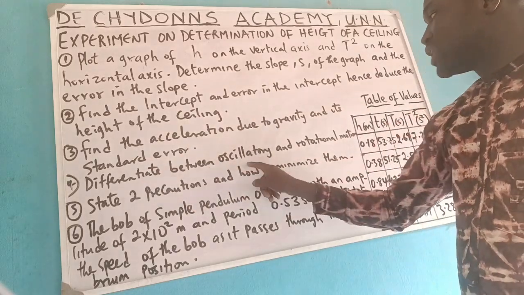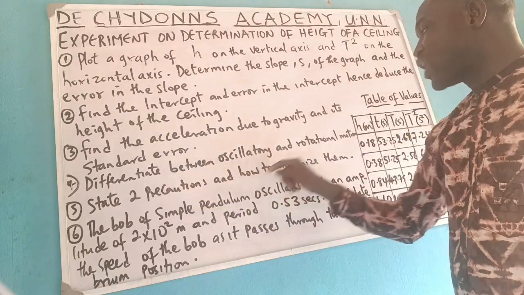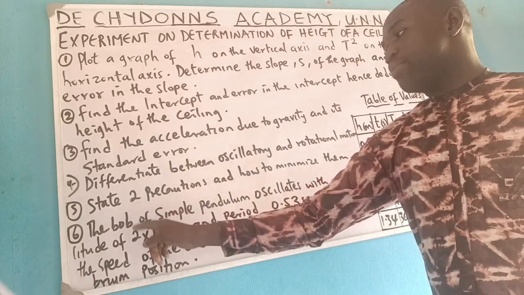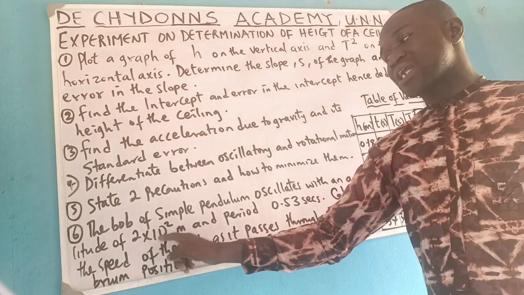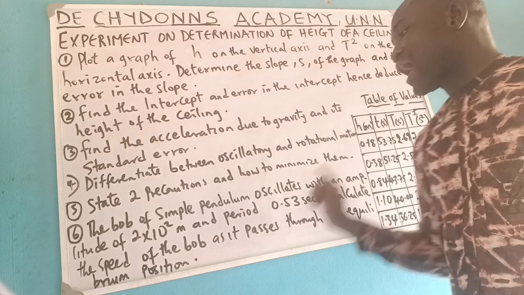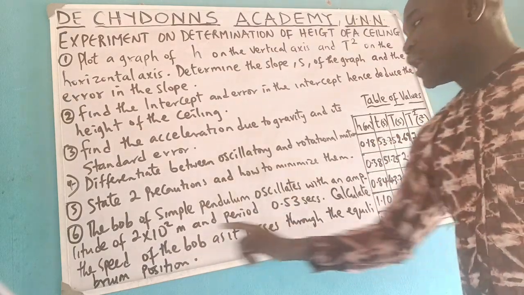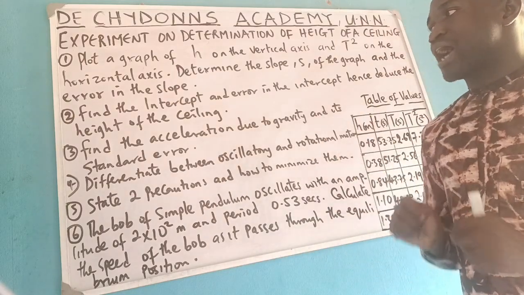Differentiate between oscillatory and rotational motion. State two precautions and how to minimize them. Then they ask a question. The bulb of a simple pendulum oscillates with an amplitude of 2 times 10 raised to power minus 2 meter and a period of 0.53 seconds. Calculate the speed of the bulb as it passes through the equilibrium position. So these are the things we have to take care of.